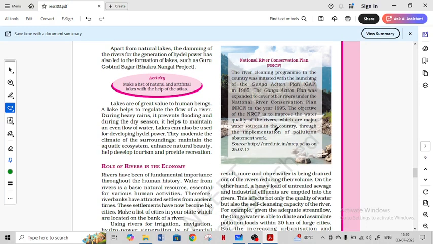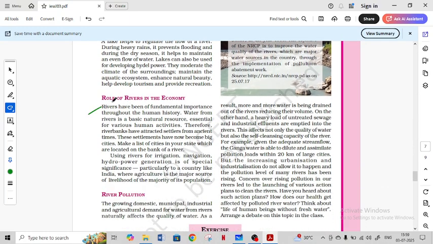Lastly, if we come to the role of rivers and economy, we know that rivers are very important. Why? Because river is the main source of agriculture. Why? The better the amount of water we have, the better the amount of agriculture we can do, and the better the agriculture, the better is the population. So river plays a very important role in settlements.